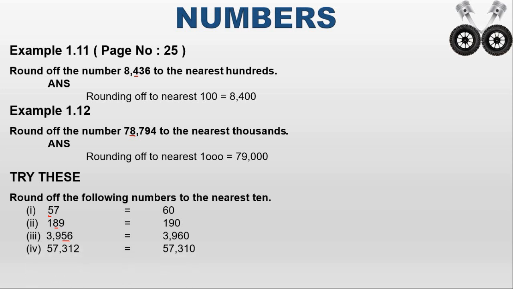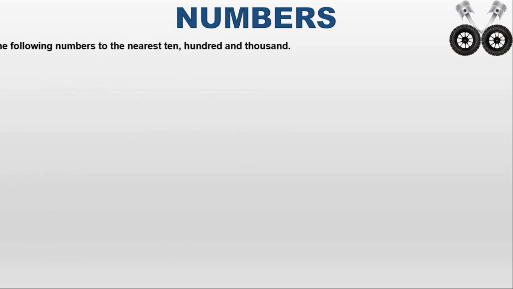Okay, so what is the next number? 57,312. What is in the 10th position? 1. So we have to look at the right side number. What is the right side number? 2. So it is less than 5. That means you have to write the number as it is. That is 57,310.